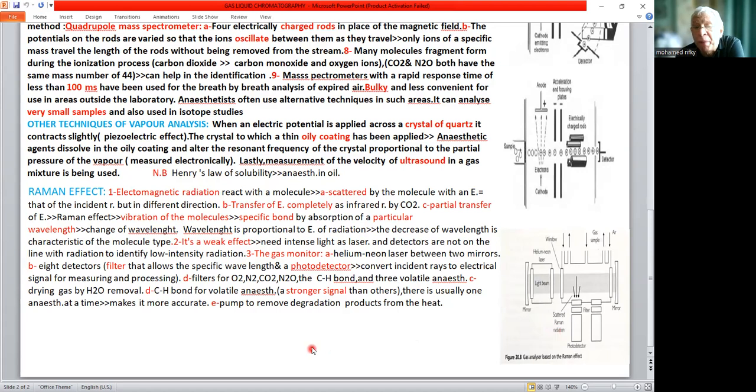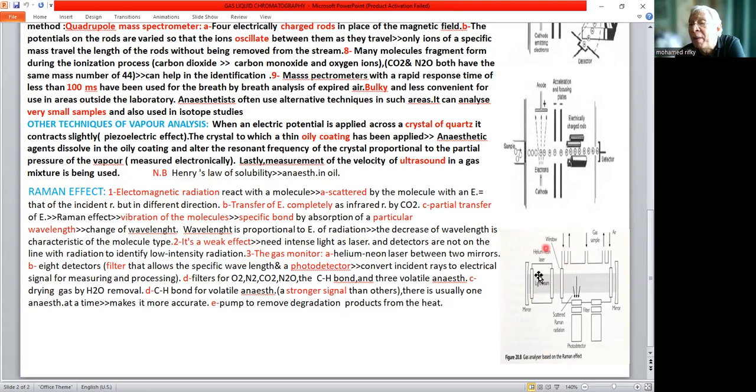Of course, there is a pump to remove all the degradation products. This heat is present due to the laser. Of course, we have to have a beam made of laser. This laser is made of helium, because this effect is very weak, so we must have a strong source of light. This strong source of light can cause degradation of the components, releasing products. So you must remove them by a pump.